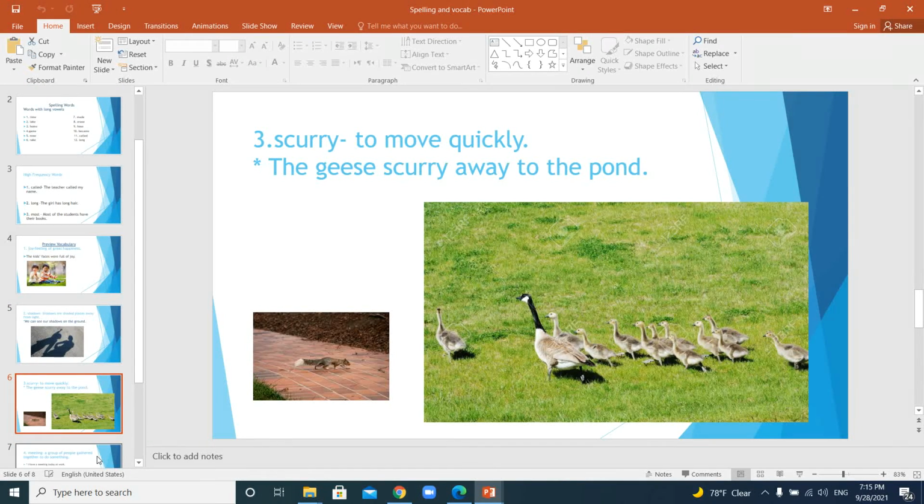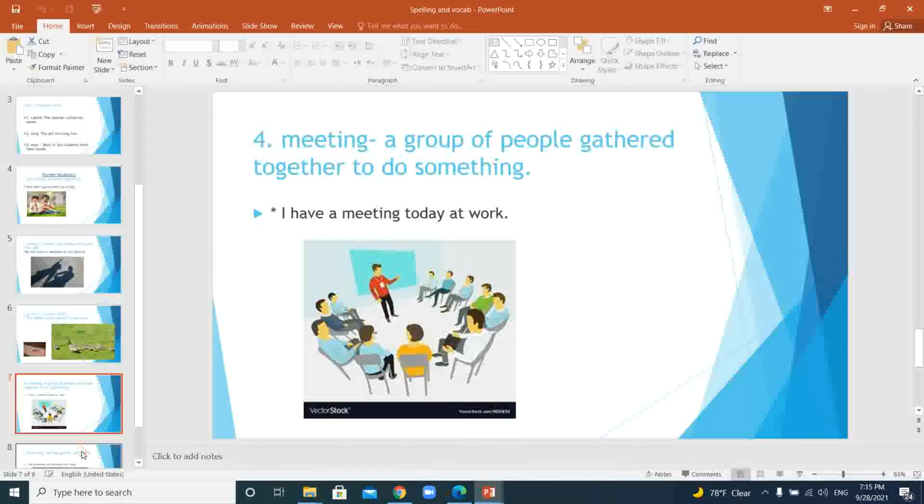Okay, the word scurry means to move quickly. We said here the geese scurry away to the pond. That means they moved very quickly to go to the pond. And here you also gave me a sentence that said the chipmunk or the squirrel scurries up the tree. That means it ran quickly or moved quickly up the tree.